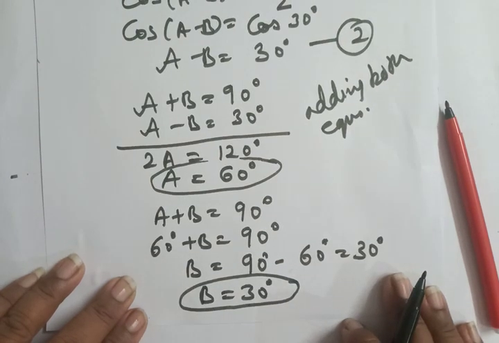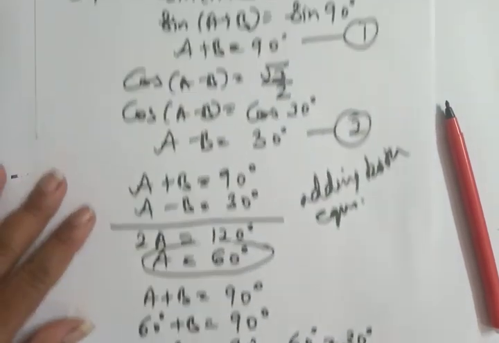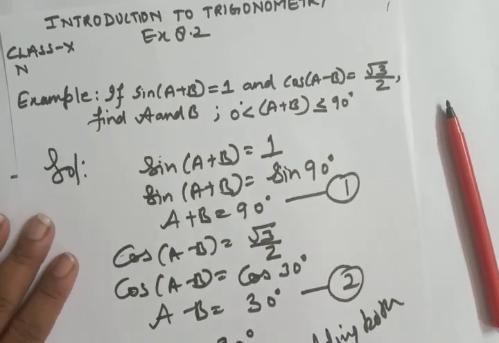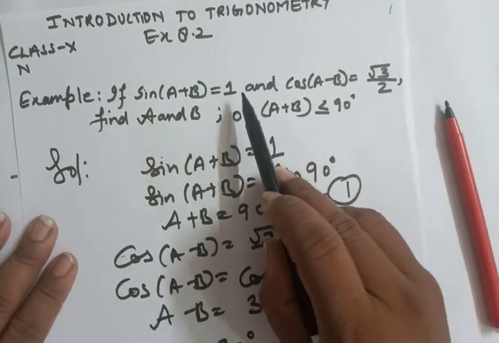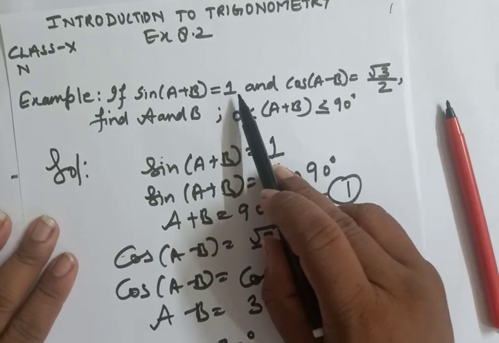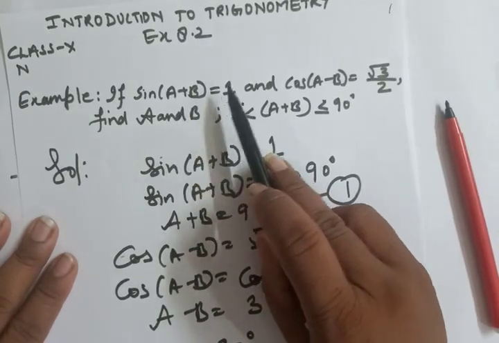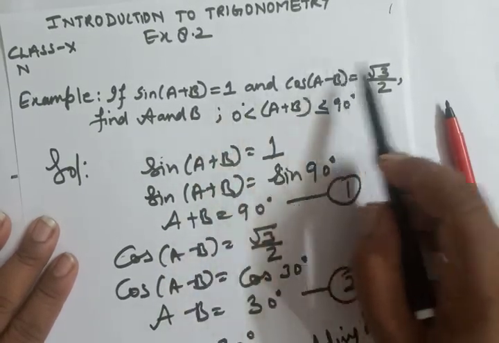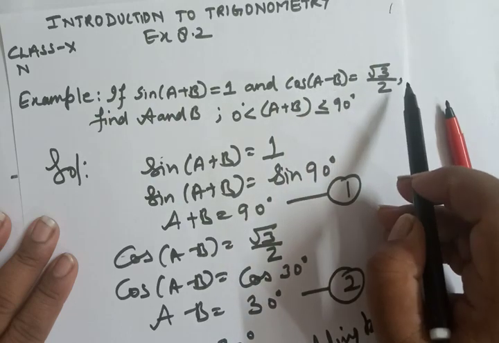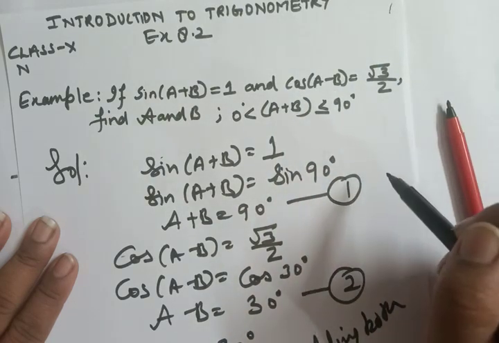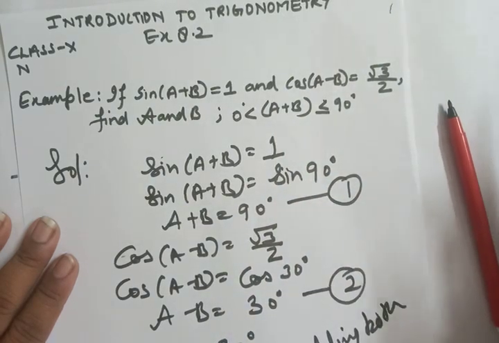I hope it is very clear to you. Such type of question is slightly important, and what we have to remember is the value for the sine, which angle has value 1, and which angle of cos has value root 3 upon 2. For this question, and similar questions, you can solve it.